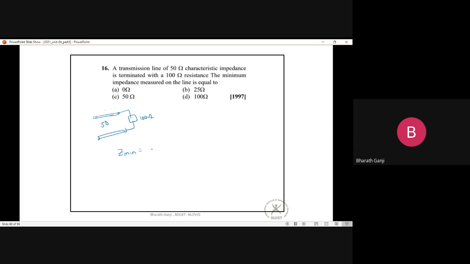If you remember, the minimum impedance on the line is given by Z0 divided by the VSWR rho. So VSWR is nothing but 1 plus modulus of Γ divided by 1 minus modulus of Γ. So what is modulus of Γ here? Modulus of ZL minus Z0 divided by ZL plus Z0. So it is 1/3. So 100 minus 50 by 100 plus 50.